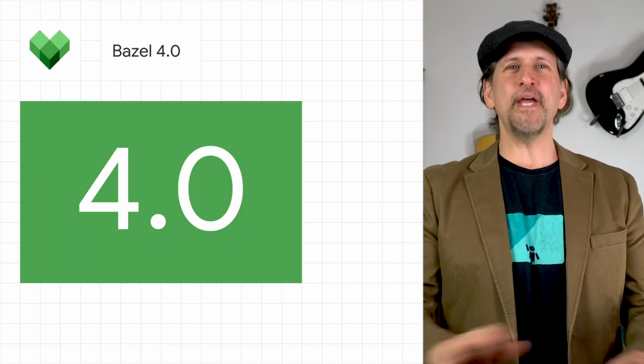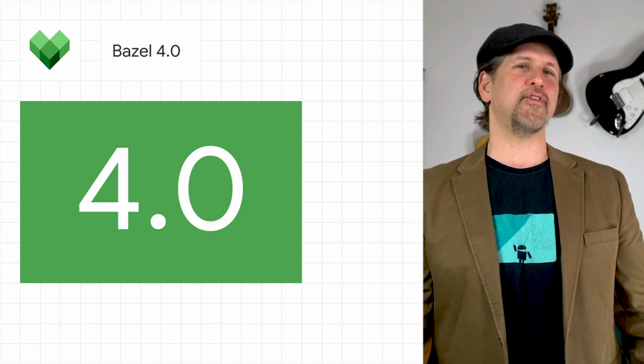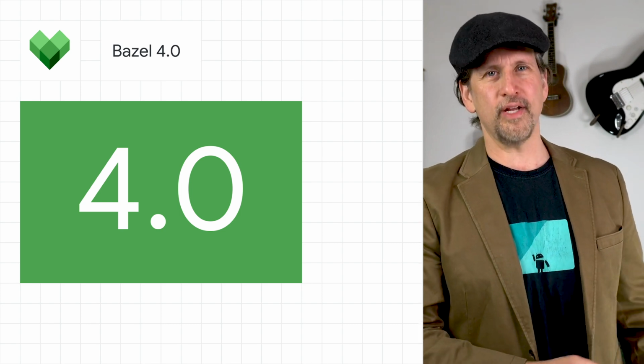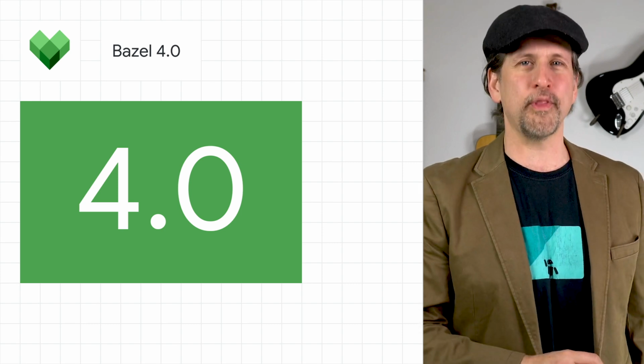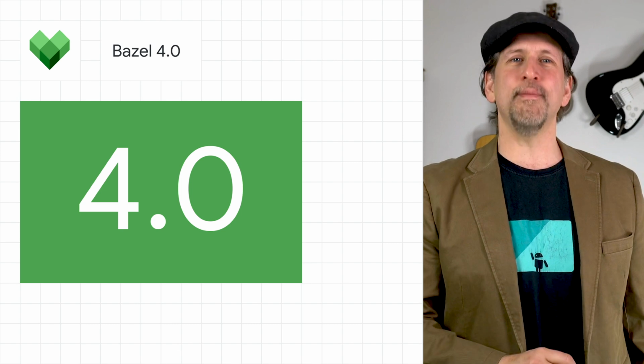Bazel 4.0 is a major release and Bazel's first long-term support release. It contains new features such as support for building with a Java 15 toolchain and the ability to skip targets incompatible with the platform. For a list of all the new features and incompatible changes, plus links to documentation, check out the post.